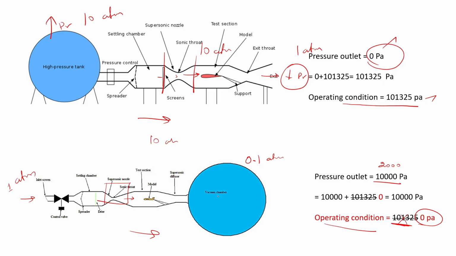If it is a suction type, then operating condition should be 0, and then the low pressure value you have to enter for the gauge pressure. So these two ways we have to introduce the pressure difference. So I will go for this, the bottom method, suction type with low pressure at the exit.